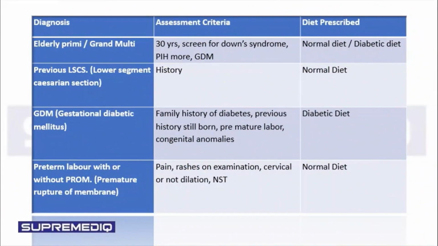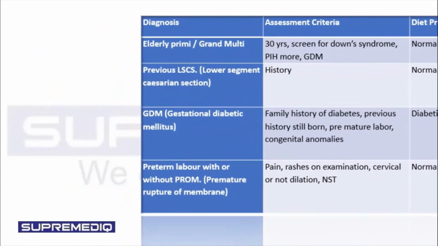With history of previous LSCS, lower segment caesarean section, to be confirmed with history, advised to take normal diet. If there is GDM, gestational diabetes mellitus, it should be confirmed by family history of diabetes, previous history of stillborn, premature labor, congenital anomalies, and diabetic diet to be adhered to. If patient undergoes preterm labor with or without premature rupture of membrane, having pain, rashes on examination, cervical dilation or not, NST, a normal diet can be allowed.